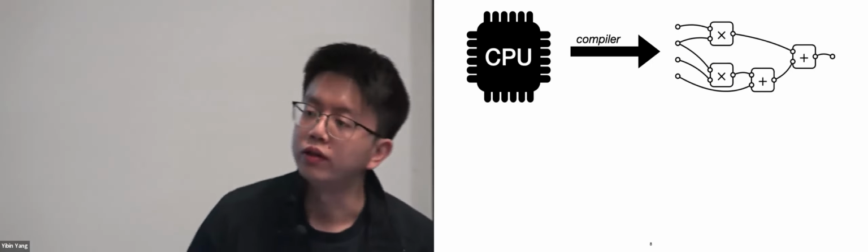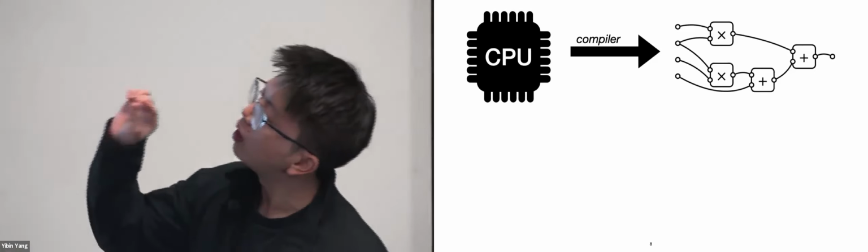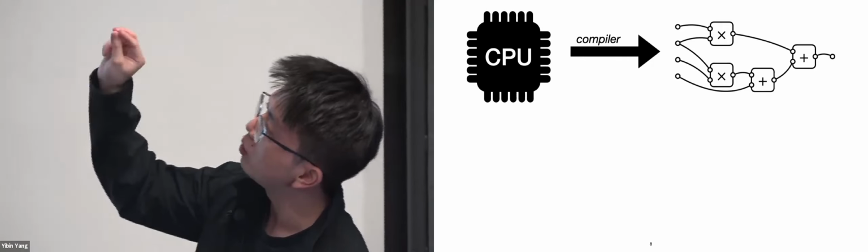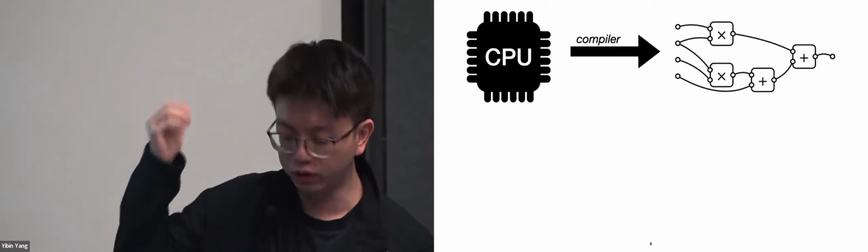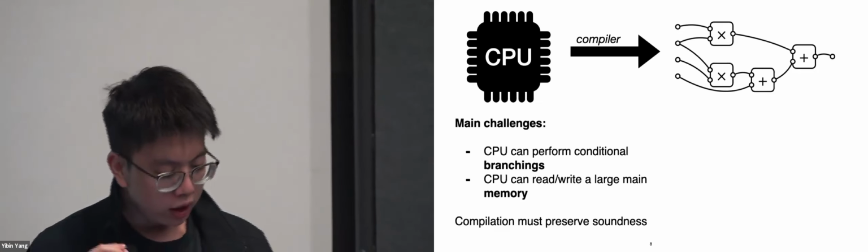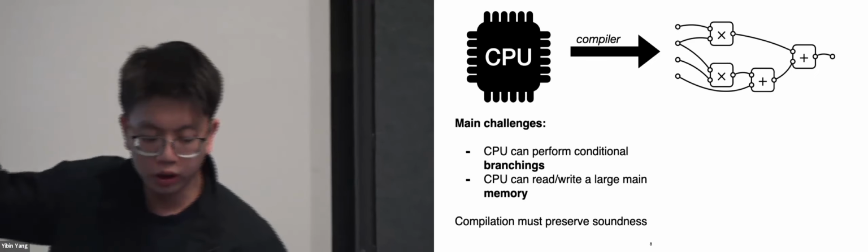However, this is not trivial. If you think about it, if you want to compile just a CPU machine learning inside to a circuit, it's very challenging, especially in the efficiency metrics. Let me show you why. That's because in this CPU machinery, we will have some branchings.